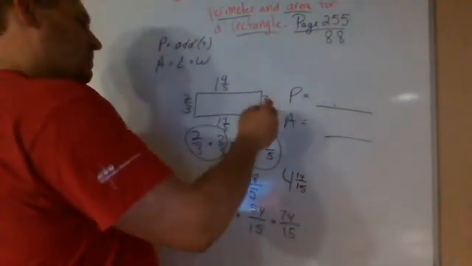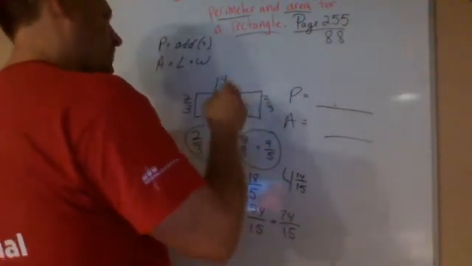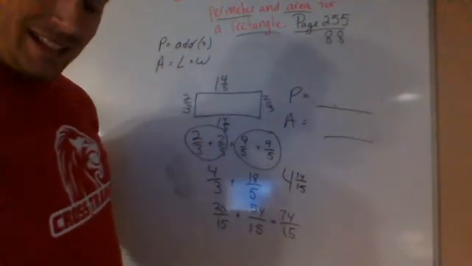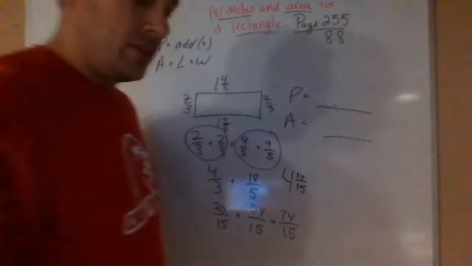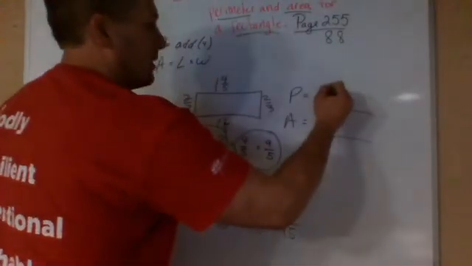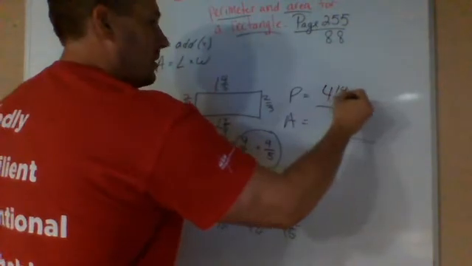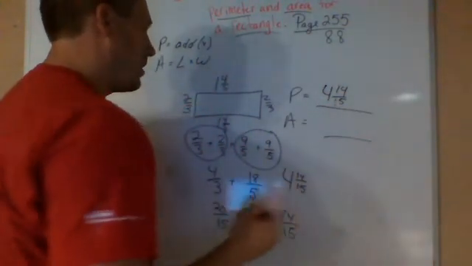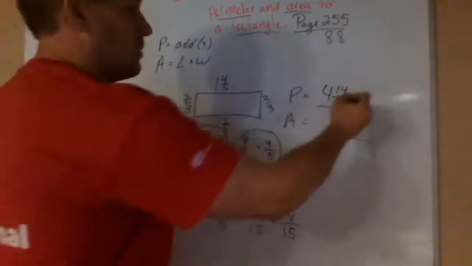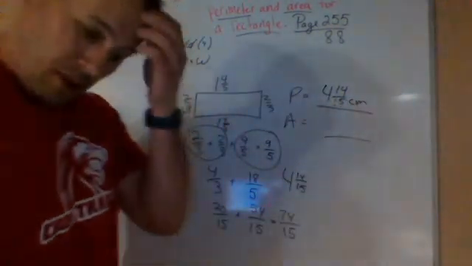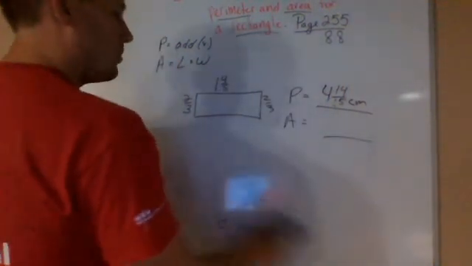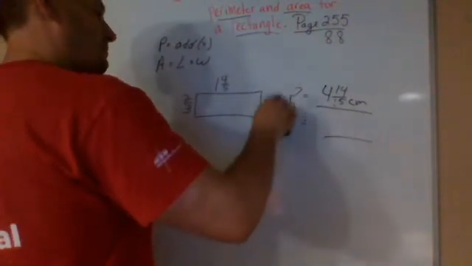If I add 2/3 plus 2/3 plus 1 and 4 fifths plus 1 and 4 fifths, it actually equals 4 and 14 15ths. That's kind of crazy. So our perimeter is going to be 4 and 14 15ths. The problem's in centimeters, so it's going to be centimeters. That's where you're going to get frustrated and bogged down: when you have to add those guys up and they're not the same.